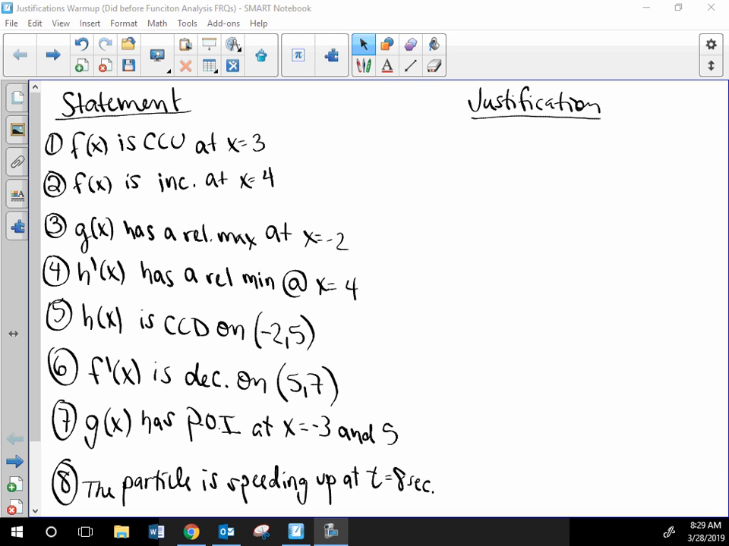Justifications for these. Okay, so our first one: f of x is concave up at x equal to 3.